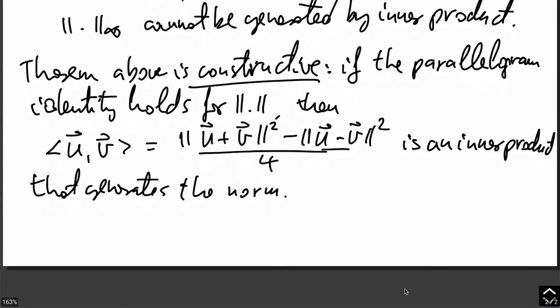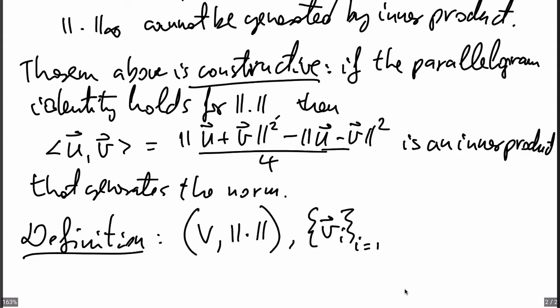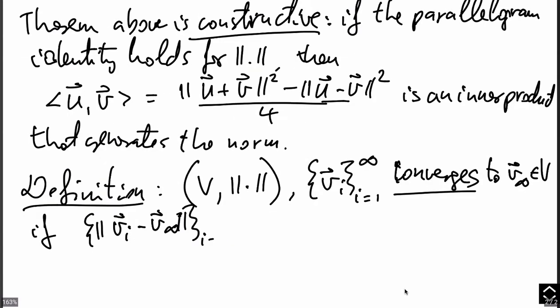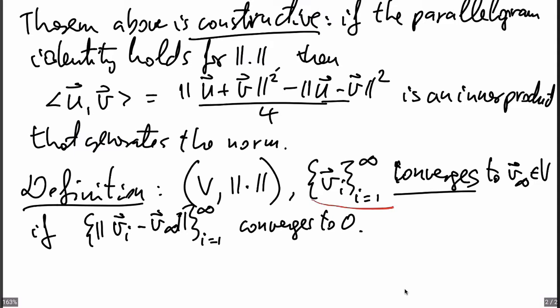Next, we need a definition for convergence. So we have a vector space with a norm, and we have a sequence of vectors, an infinite sequence. We say that this sequence converges to a vector v infinity, which is also in the vector space, if the sequence of the norm of vi minus v infinity, as i goes from 1 to infinity, converges to 0. So what we have here is an infinite sequence of vectors.